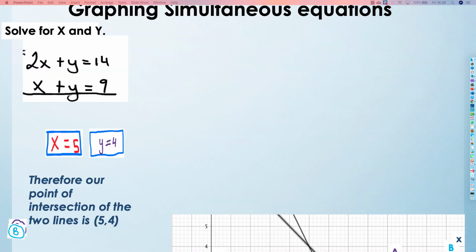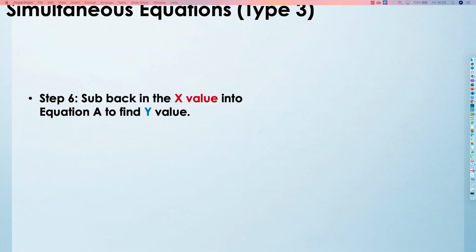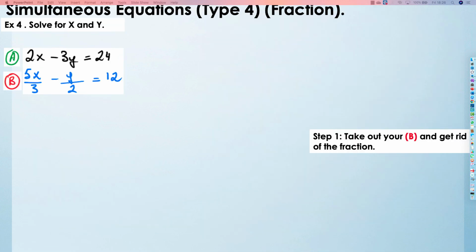Right, I'm going to do one of those with you. Other last type of junior one that came up. We have fractions. So you have 2x minus 3y equals 24, 5x over 3 minus y over 2 is equal to 12. So this is the hardest type we come up against for the junior cert or on the leaving cert. Any idea how to sort of solve this?